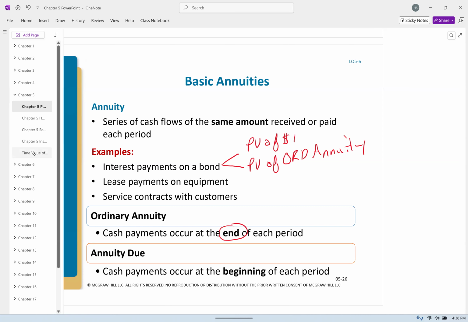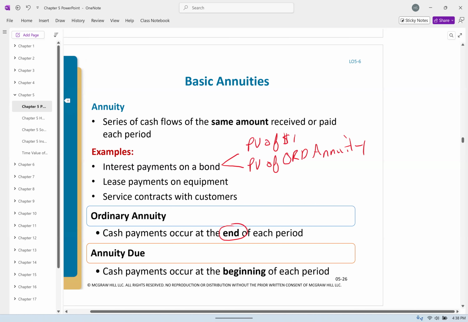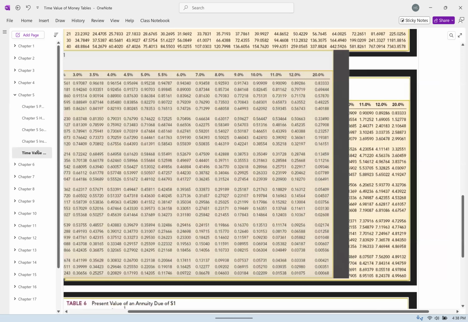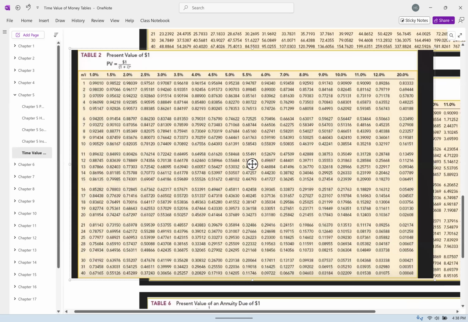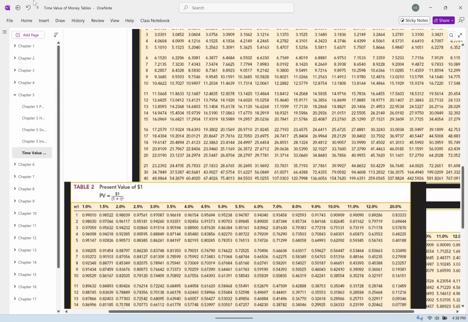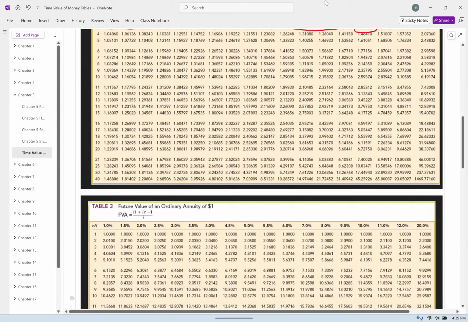So I'll jump over here. What did they say? To our present value tables. Trying to get that back in order. There we go. Okay, so come back up here.